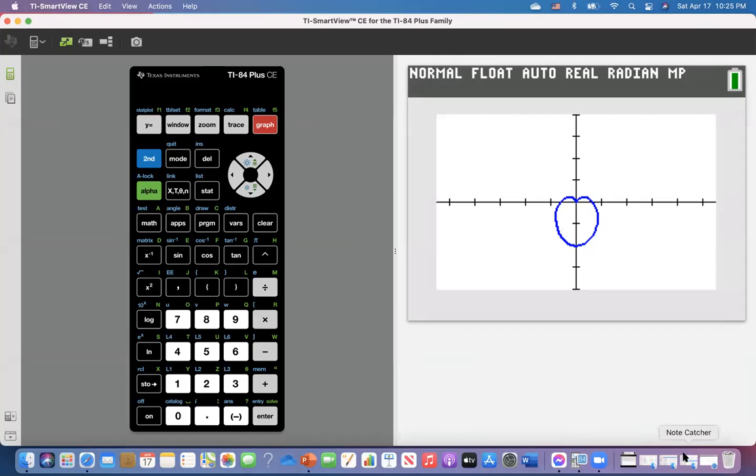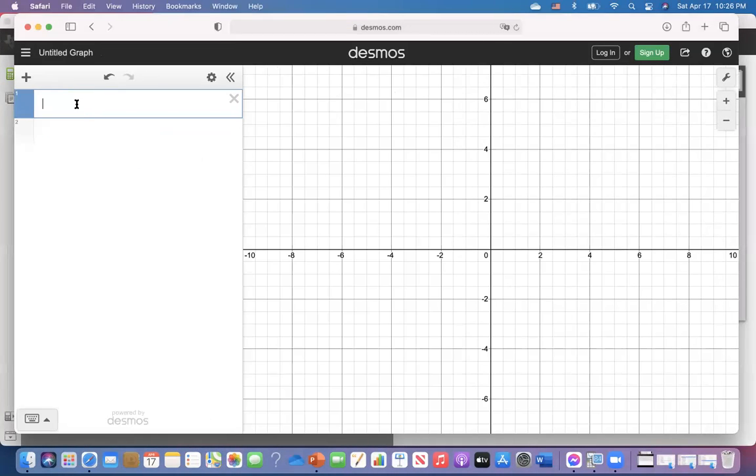Now let me go ahead and show you this in Desmos. So in Desmos, it might look a little better. So we have r equals 1 minus sine theta. So this is the graph of that polar equation.